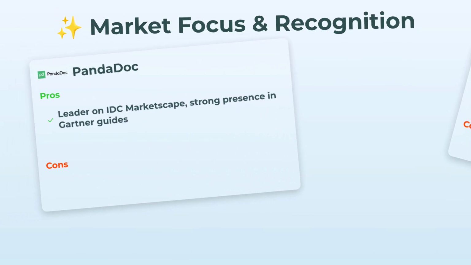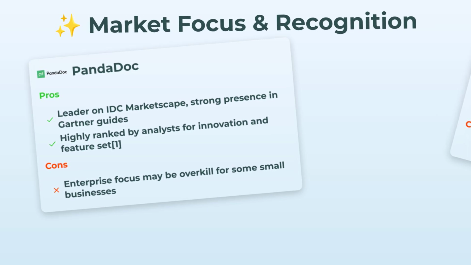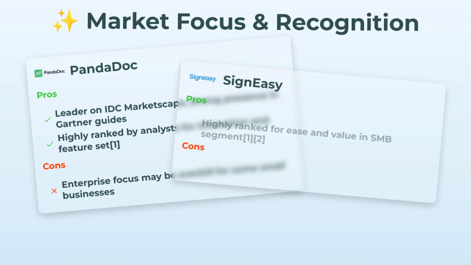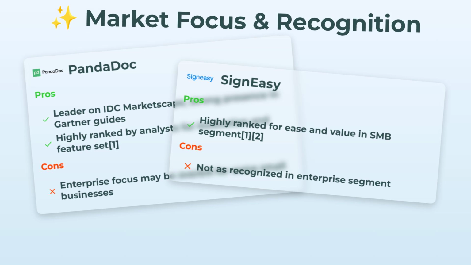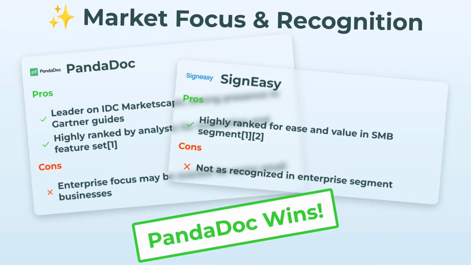Last but not least, market focus and recognition. PandaDoc absolutely kills it here. It's recognized by IDC, Gartner, and the big analysts for innovation and feature overload. If you're aiming for enterprise status, they're legit, but if you're a small biz, you might find all that firepower is just too much. SignEasy is more the hero for small to mid-sized businesses. It gets top marks for value and ease, but isn't really as hyped up in the enterprise world. So PandaDoc clinches this round for market buzz and recognition.